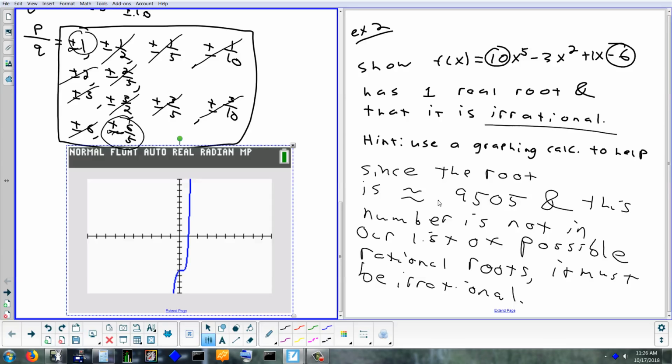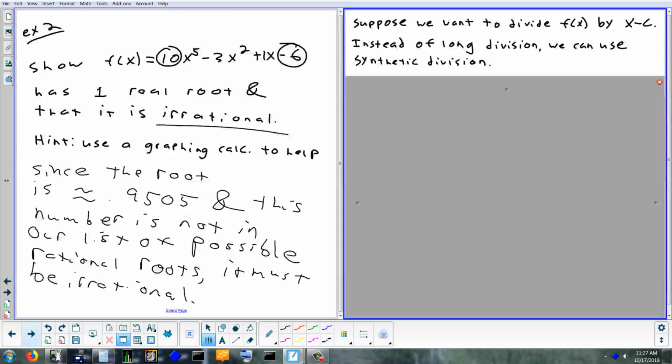Okay, once we learn synthetic division, I'm going to tie this in with that, and we'll do another one of these kind of problems, but it's going to be a much shorter list. Much, much shorter. That's the biggest one we do today. All right. Does everyone have that wants to copy it?